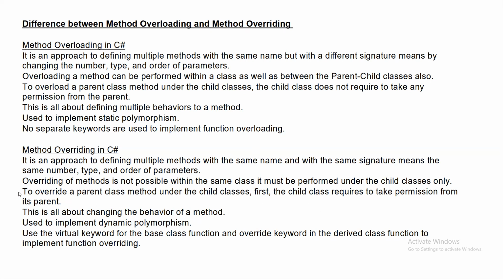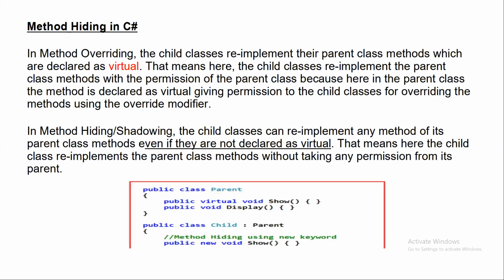Because you are indirectly telling your derived class, hey, I have already declared my method as virtual. That means I am giving you the permission to override. So wherever you say virtual, the child knows, hey, this method I can implement on my own. So let's do it by using the override keyword. So this is about method overloading and method overriding.